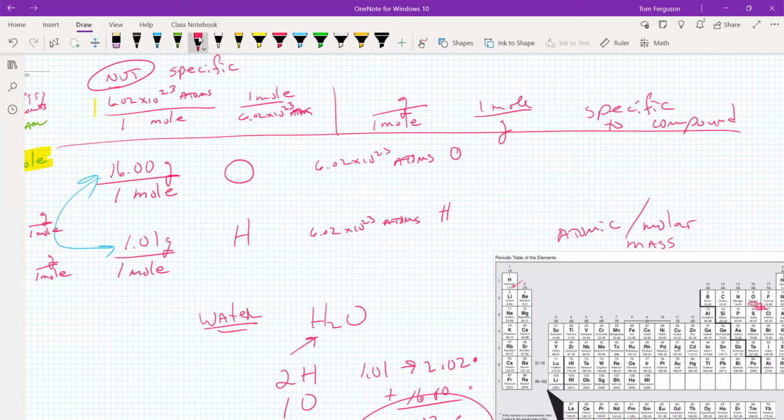So O2 is 6.02 times 10 to the 23rd per mole. H2O is 6.02 times 10 to the 23rd. Nitrogen gas, N2, 6.02 times 10 to the 23rd. Anything is 6.02, okay? Anything. Molar mass, it's very, very, very specific because it's based on what's in the compound. Okay, any questions so far? I'm going to do some problems here in a second.